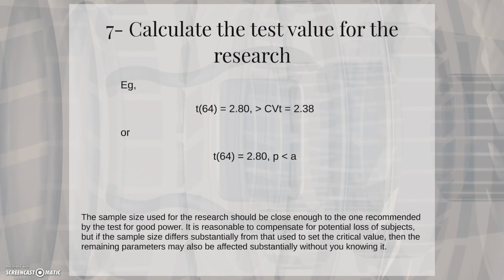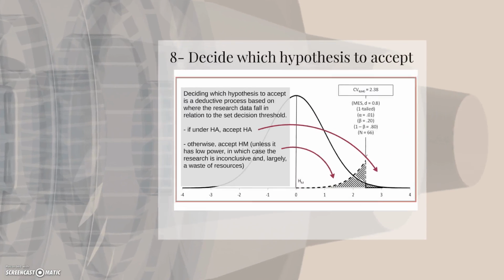The seventh step is you carry on your research. And here, something to take into consideration is that the sample size used for the research should be close enough to the one recommended by the test for good power. It's reasonable to compensate for potential loss of subjects by increasing sample size slightly. But if the sample size differs substantially from that used to set the critical value, then the remaining parameters may also be affected substantially without you knowing it.